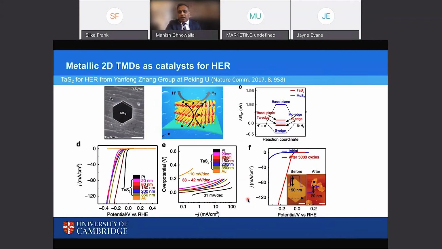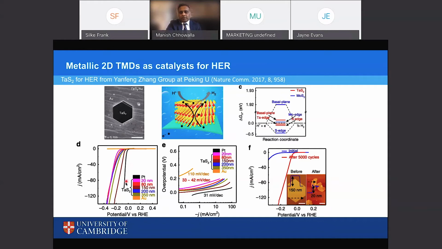And so our initial work from 2013 has inspired several studies. So I'll just highlight a couple. Robson already mentioned one of them. But this one is from the Yanfang Zhang group at Peking University. And what they've done is they're very good at growing these metallic TMDs like tantalum disulfide on gold single crystals. And they found that these tantalum disulfide crystals are extremely good for HER catalysis. They find overpotential values that are very low.